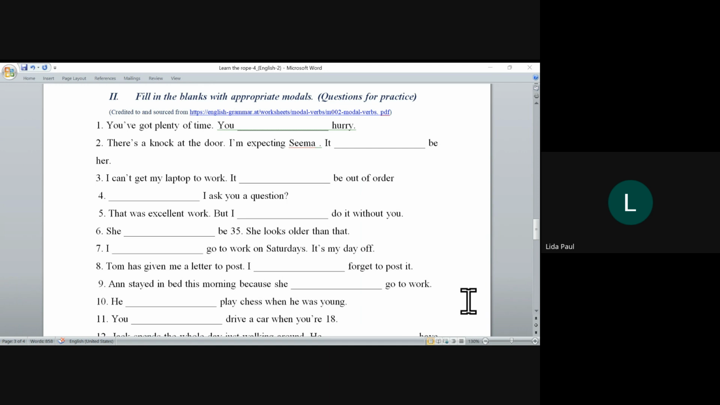Refusal: wouldn't, the negative form of would. The spelling on the board is wrong, but wouldn't. They wouldn't finish the work even after constant reminders. So refusal: wouldn't. Wish: would.